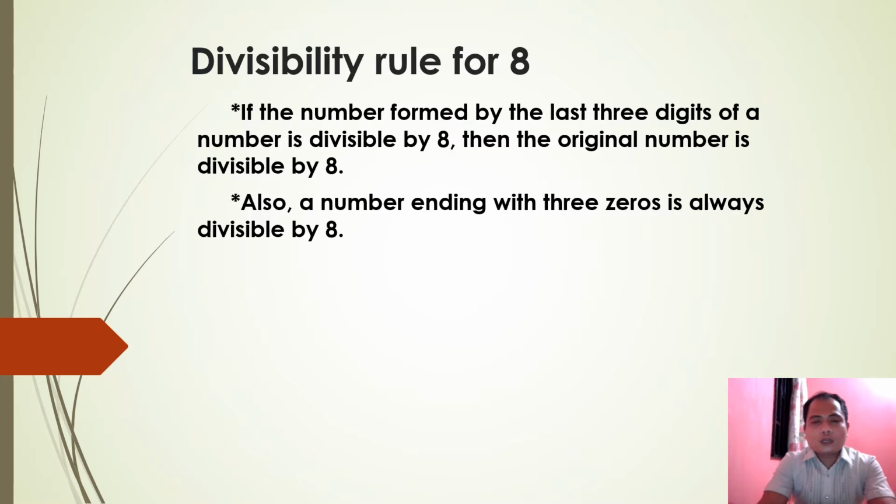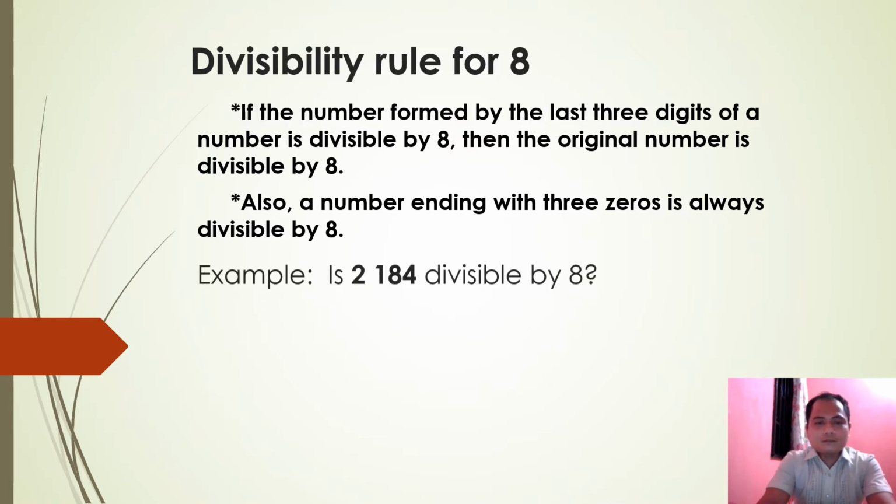So kay 4, it ends with two zeros. Basta pag dulo niya ay two zeros, automatic divisible by 4. Pag kay 8 naman, pag dulo niya ay 3 zeros or more, automatic rin na divisible by 8.